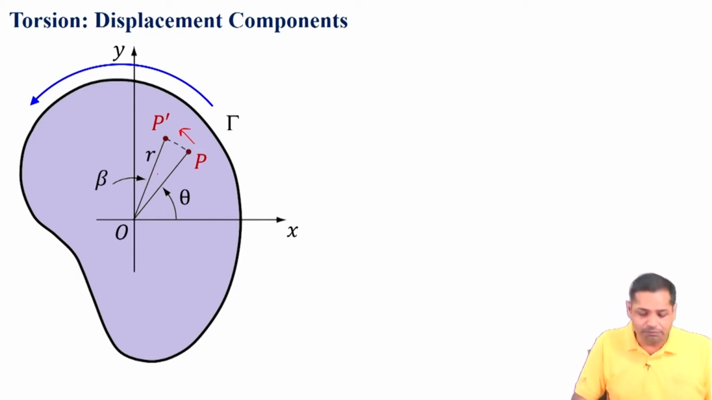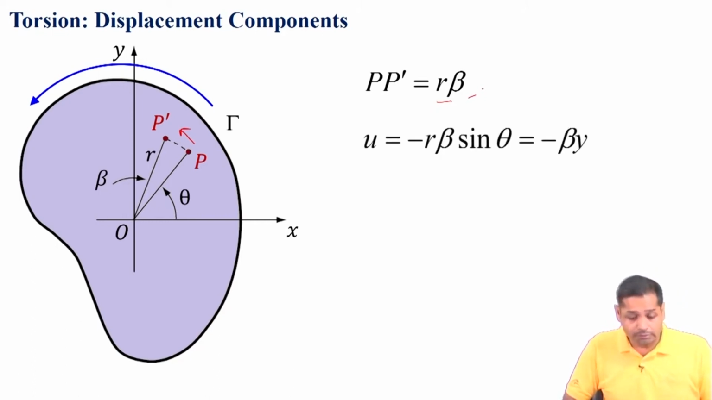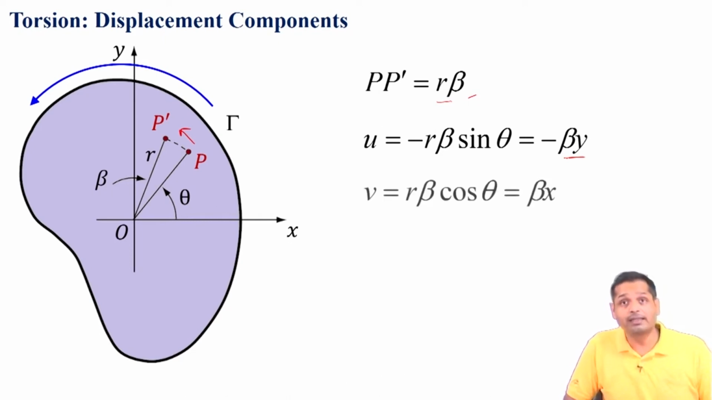Now, from this geometry, we can say that PP dash is equal to R into beta, provided beta is very small, and that is the assumption. Our assumption is valid for small deformation. So, the component u will get R beta sin theta, which is essentially R sin theta gives you y, so minus beta y, and then similarly we can have v. So, this is the component in x and y direction.